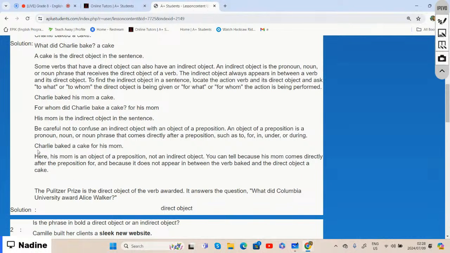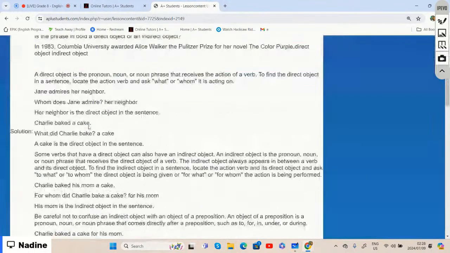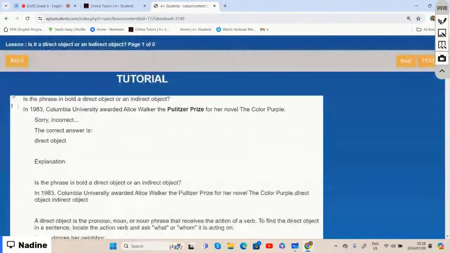And remember, we said that we need to be careful not to confuse an indirect object with an object of preposition. An object of preposition is a pronoun, noun, or noun phrase. It comes directly after a preposition. All right. So now we're going to do this activity where we're going to say, is the phrase in bold a direct object or an indirect object?